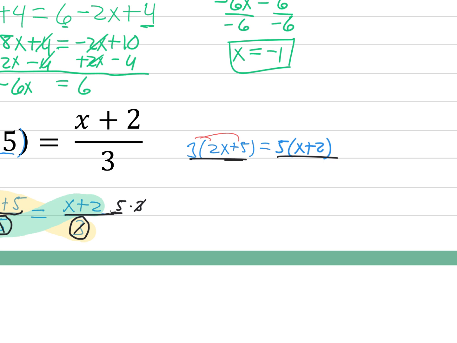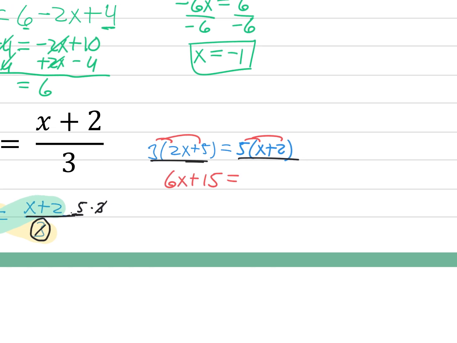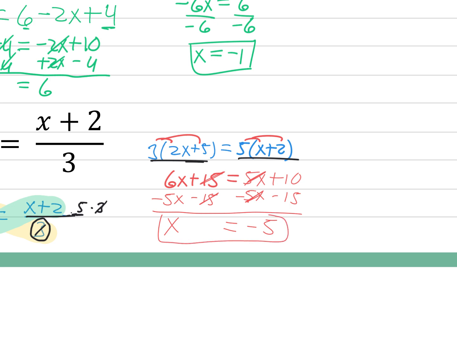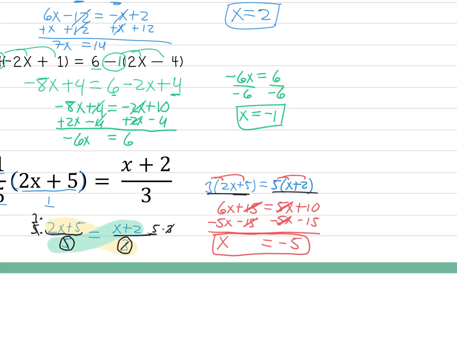This is similar to what we've been doing so far. I can take that 3, distribute it, and we would get something like 6x plus 15. And on the other side, I can distribute that 5, and I would get 5x plus 10. Then get the x on one side, so we can subtract 5x. 5x minus 5x cancels. 6x minus 5x is just x. Then I can subtract 15 on the other side. 15 minus 15 cancels. 10 minus 15 is negative 5. So I get x equal to negative 5 as the answer.